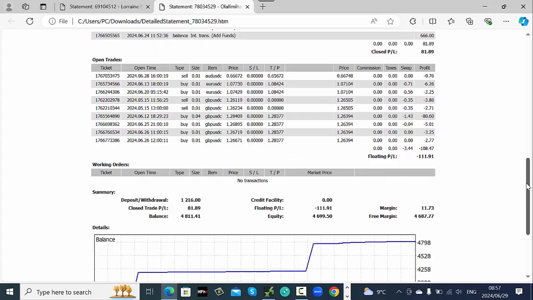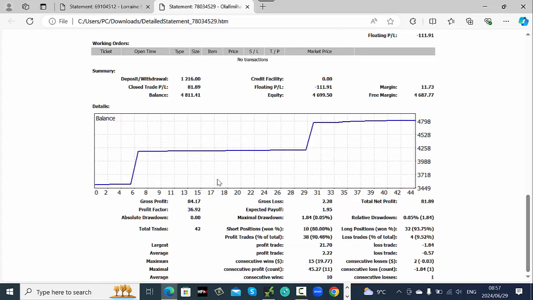And let's look at the equity curve. Everyone, you saw that sharp shooting up; that is when I deposited more money in the account. That's why you see it shoot up. Now, if you look at the drawdown for the week, we have 0.05%. That means the maximum risk the robots used this week is $1.84 to get $81 back from the market. Is that not amazing? This is amazing.